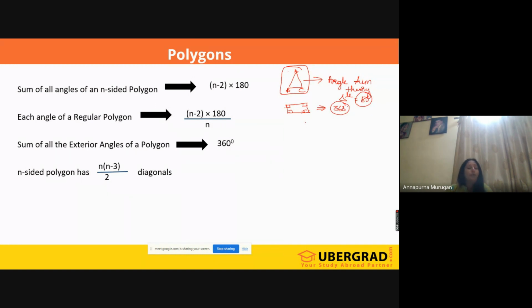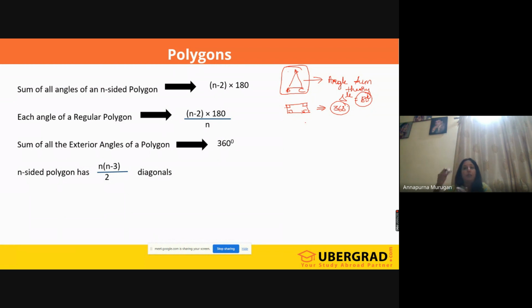So how can you find the sum of the internal angles here? Here we are talking about convex polygons. Okay, what are we talking about? Convex regular polygons. Convex means what? Outward reflecting sides.